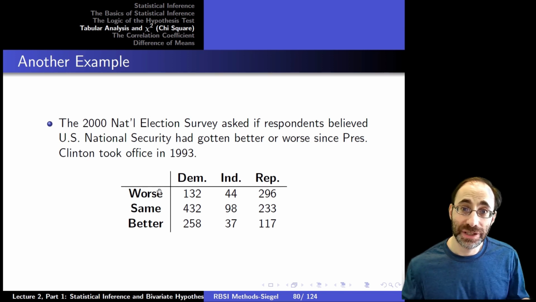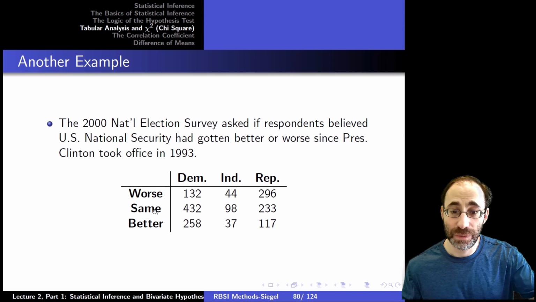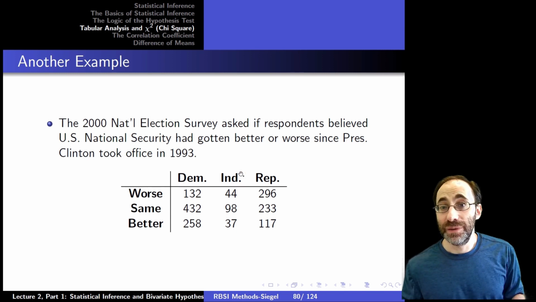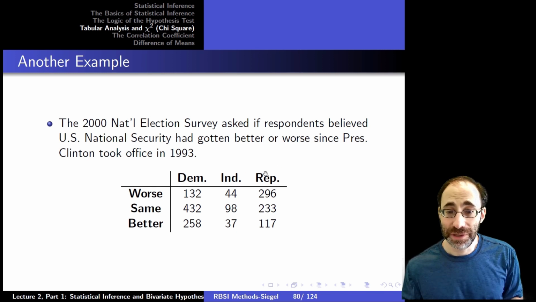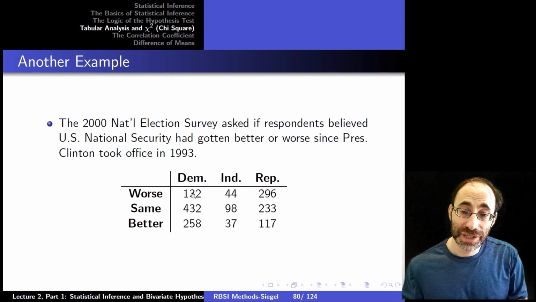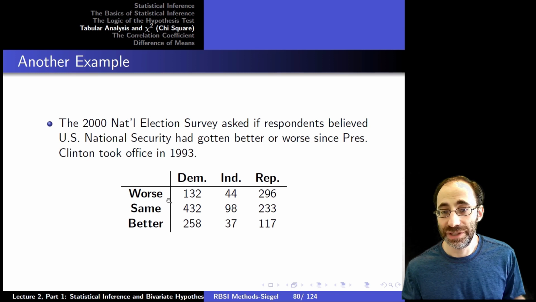So here we have 3 options in the dependent variable. There are 3 different answers to that question: worse, the same, or better. And this is an ordinal variable, right? The question is, has it gotten better or worse? Worse is on the lowest end of the scale; it goes worse, same, better. We have a nominal variable over here on the independent variable side. We have Democrats, Independents, and Republicans. And then each of these cells tells you the frequency among the respondents of people with combinations that, say, have worse and are Democrats, and so on.